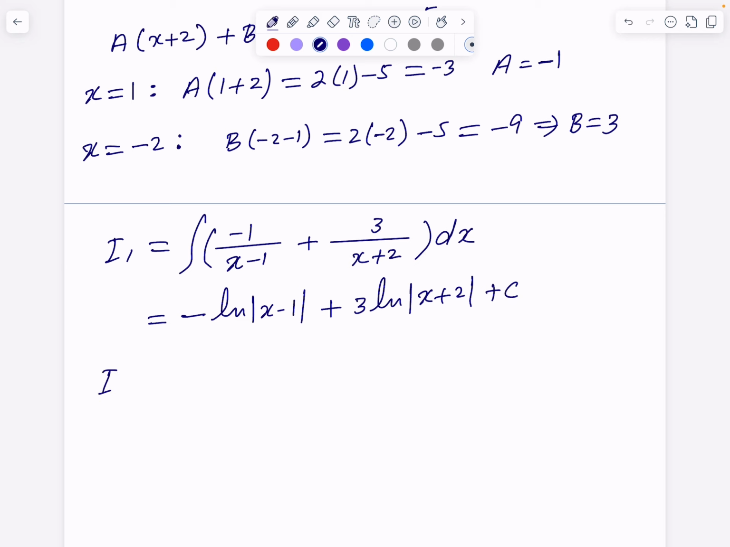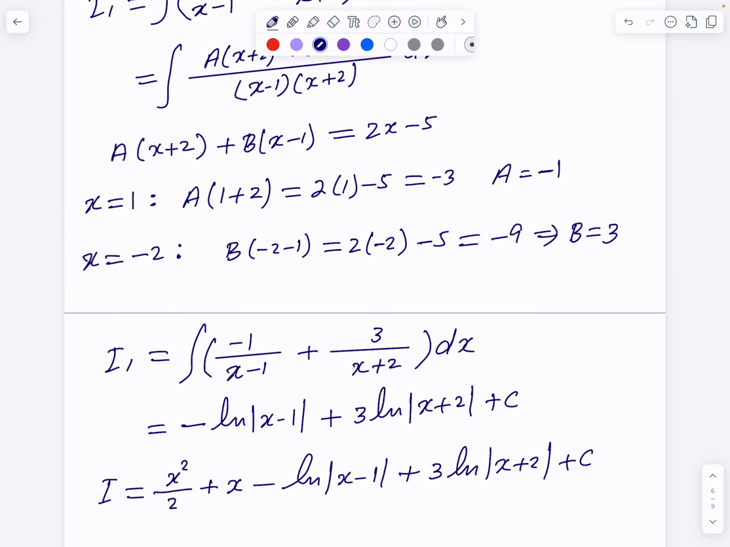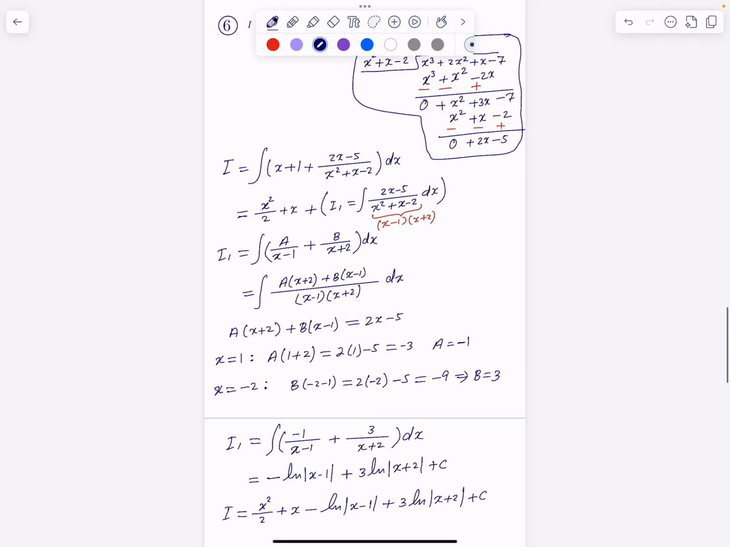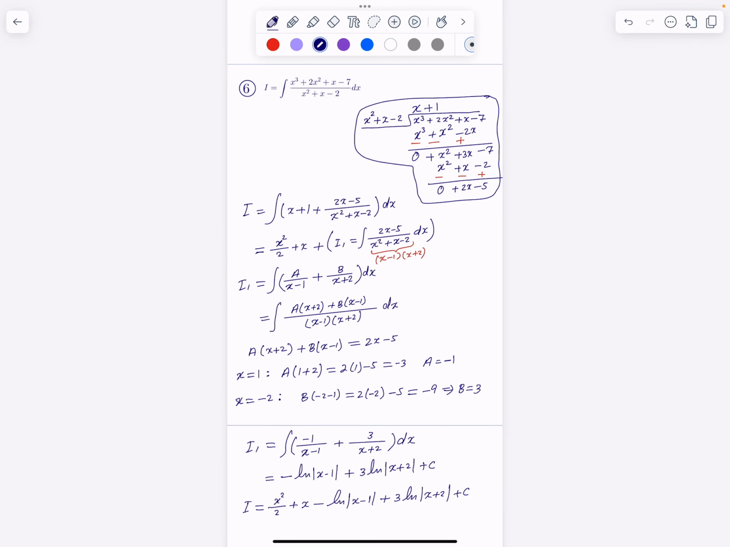Therefore, I is going to equal x squared by 2 plus x minus ln of x minus 1 plus 3 ln of x plus 2 plus C. And that's the answer to this one. This is the final answer.